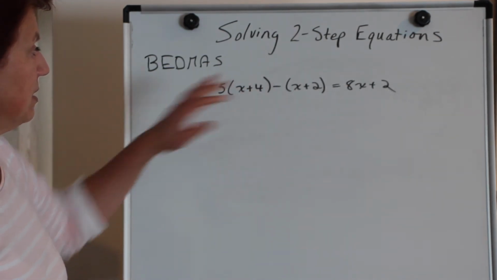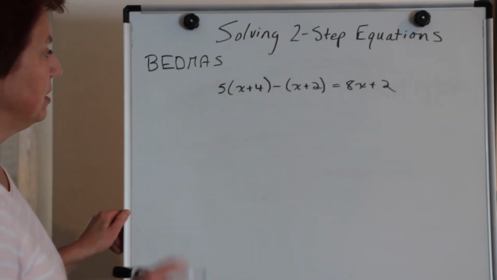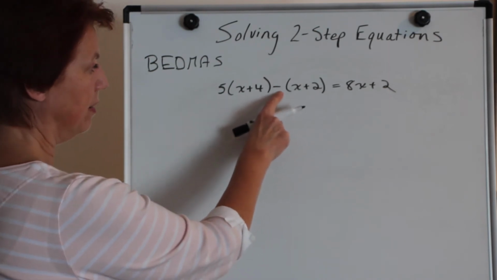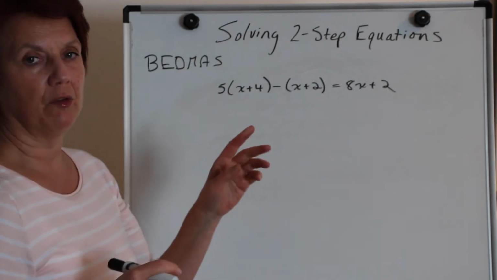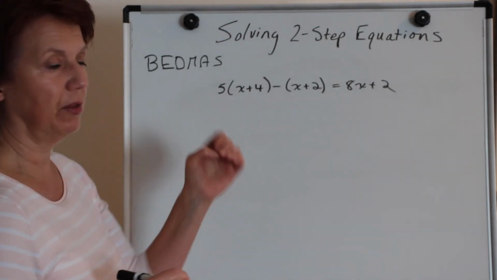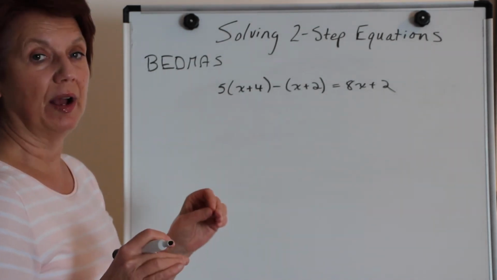Okay, so again, we have 2 sets of brackets. Nothing very difficult about this one. The only thing you have to be aware of is that this minus sign, what it means is that you've got a minus 1 in front of that bracket. So you have to multiply through -1. You have to take the brackets off.